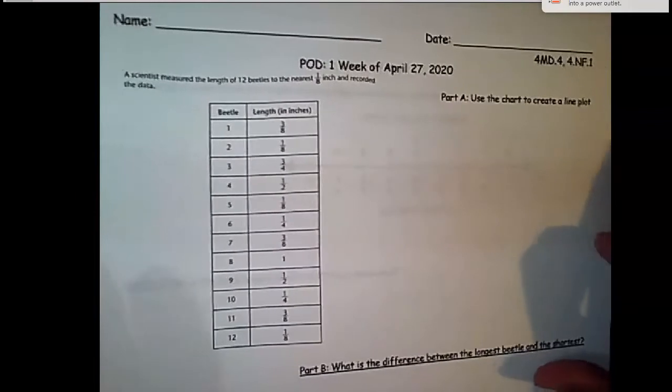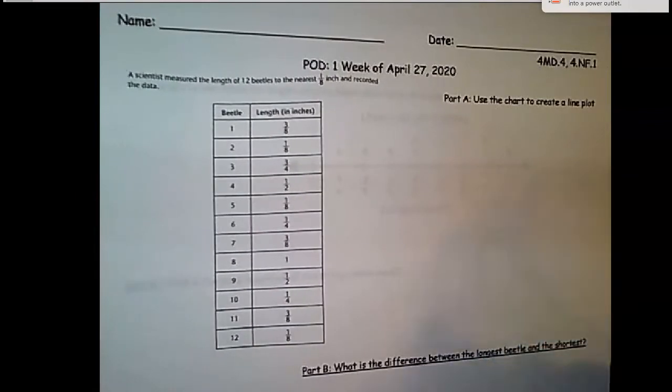Go ahead and give yourself a check in those two problems if you got them right, or make some revisions if you have to. Okay guys, so we're continuing to our POD now, and like I mentioned before, we're going to be doing a lot of work with line plots because that was a question that we missed on our post assessment. So we just want to make sure that we understand it.